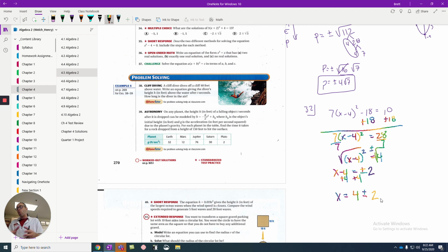This is a problem where actually the answer does come out as a whole number. And anytime that happens, we do know how to add, we do know how to subtract. So we should answer, what is 4 plus 2? That tells me that x is going to be 6. And what is 4 minus 2? And 2. And those would be our 2 answers.